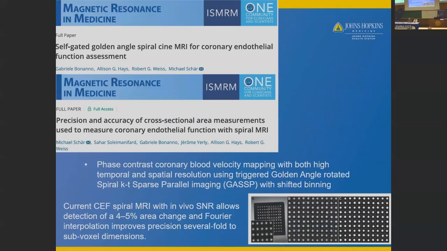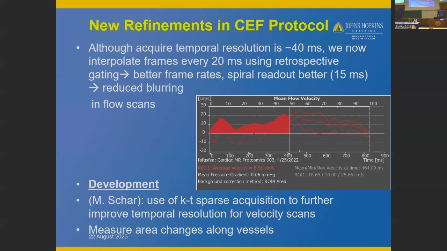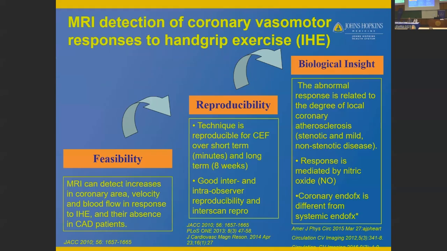More recently, working closely with Mike Shar and Bob Weiss, we wanted to look at what kind of spatial resolution coronary endothelial function studies can detect, which is important for designing clinical trials. Using a phantom developed by Jerome Yerli and Gabri Bonanno from Matthias Stuber's group, we found that we were able to detect a 4 to 5% area change from study to study. We've also had new refinements focused on improving the temporal resolution for the flow scans to reduce blurring. Mike Shar is looking at measuring area changes along the vessels more recently.